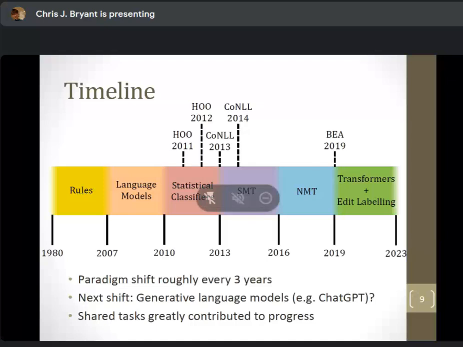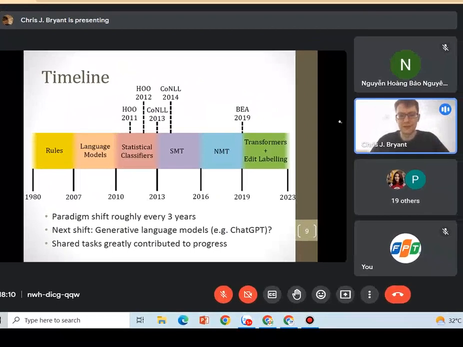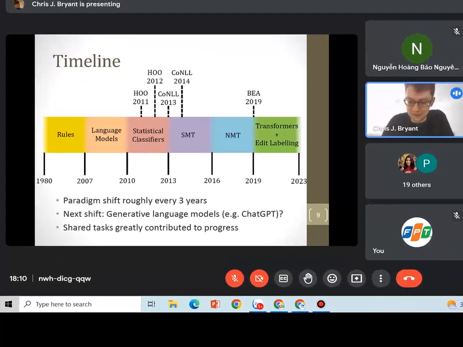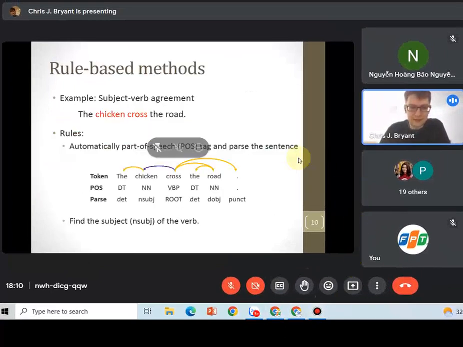And they just, as I said, they were competitions that contributed to the field and effectively set a level playing field for everyone to build something new and really drive us towards better systems. I'll now go through each of these in a little bit more detail.